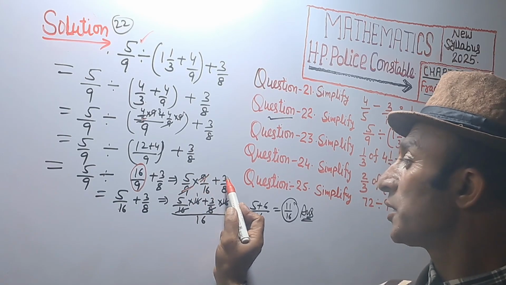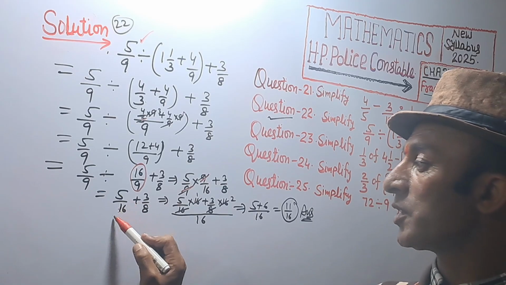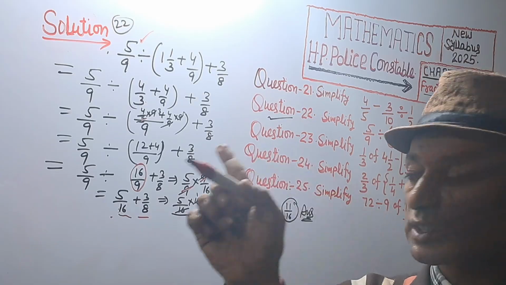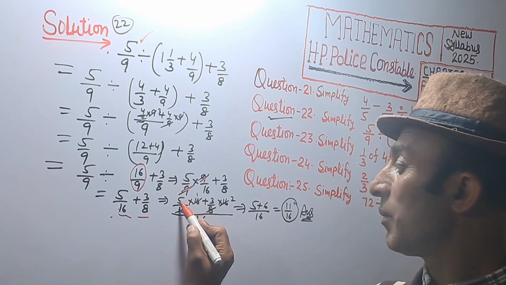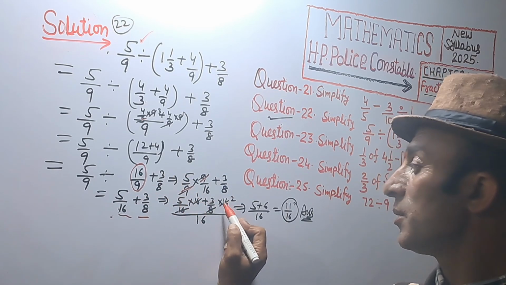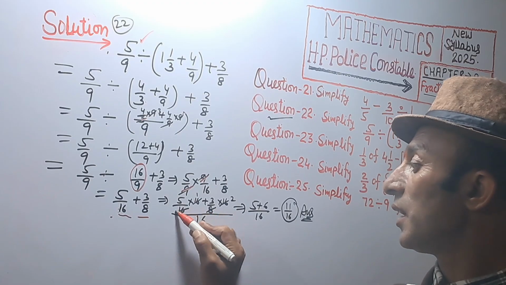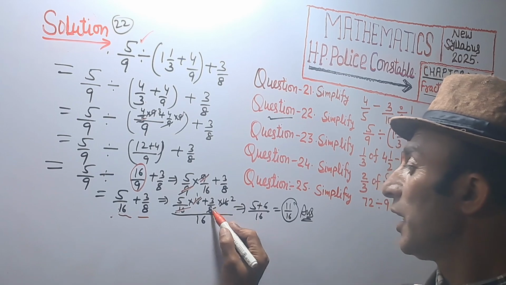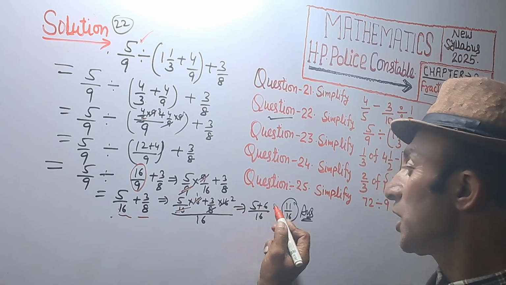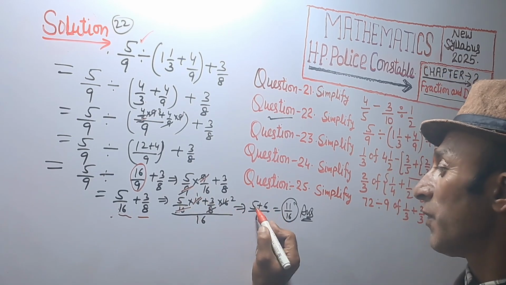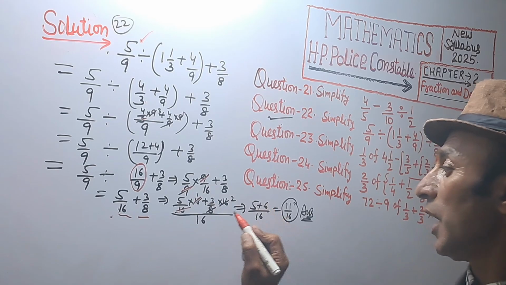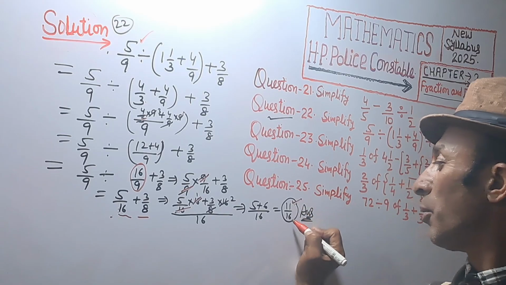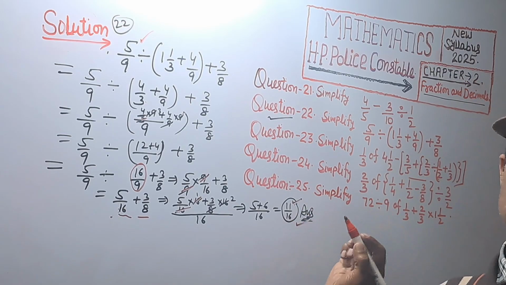5/16 plus 3/8. The LCM of 16 and 8 is 16. So 16 multiplied by 5/16 and 16 multiplied by 3/8. 16 is cancelled and we get 5 into 1. 8 2s are 16, 3 2s are 6. So we get 5 1s are 5 plus 3 2s are 6, divided by 16. 6 plus 5 is equal to 11/16. Answer.